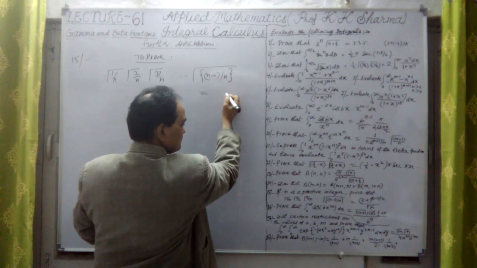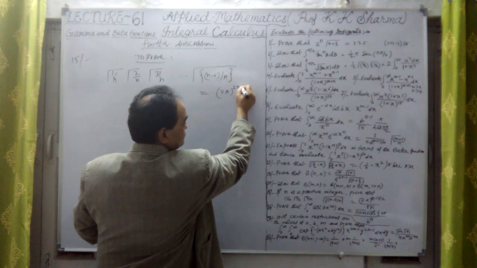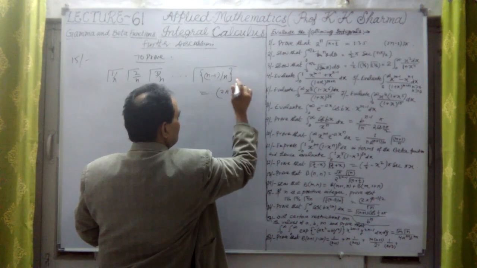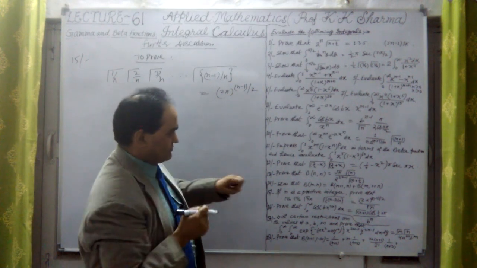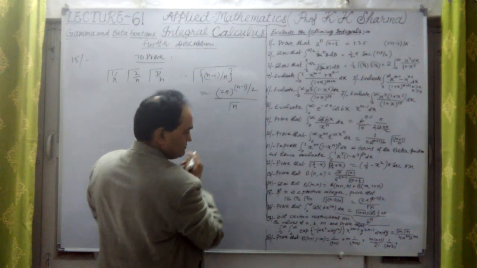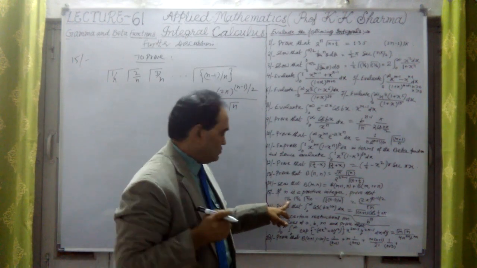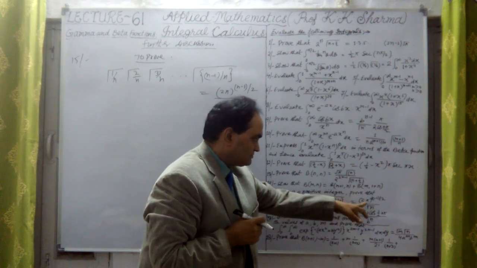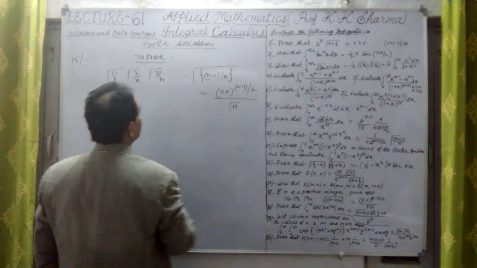Twice pi whole power n minus 1 upon 2, upon gamma n. This we have to prove here: gamma 1 upon n, gamma 2 upon n, gamma 3 upon n, up to gamma n minus 1 upon n is equal to twice pi whole power n minus 1 upon 2, upon gamma n.